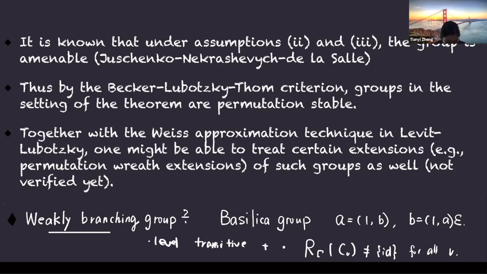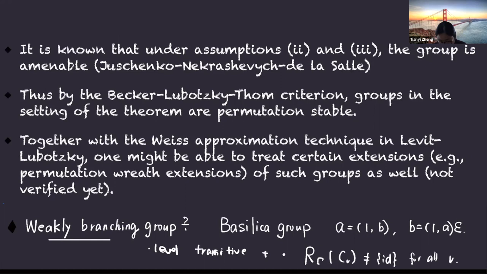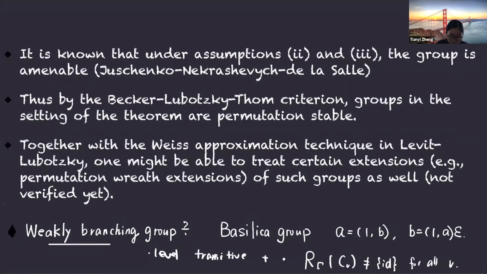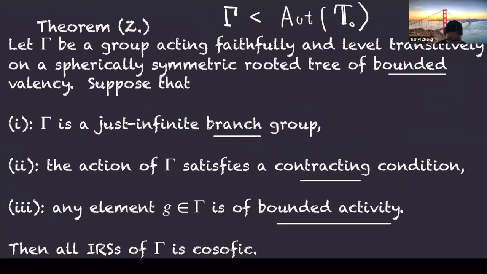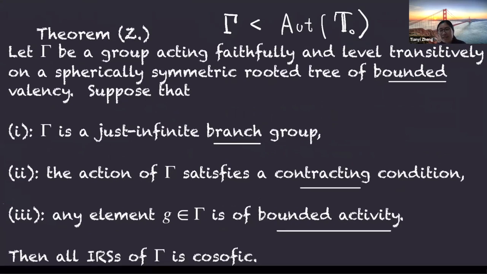And the commutator lemma still works here, that gives you non-trivial information that IRSs contain the derived subgroup of the rigid stabilizers. But then there are these infinite abelian quotients that show up after applying the lemma. So maybe with the Weiss approximation technique, one can also treat such examples, but I didn't look into it. So it's possible that one can have a better statement than this with the known techniques so far.